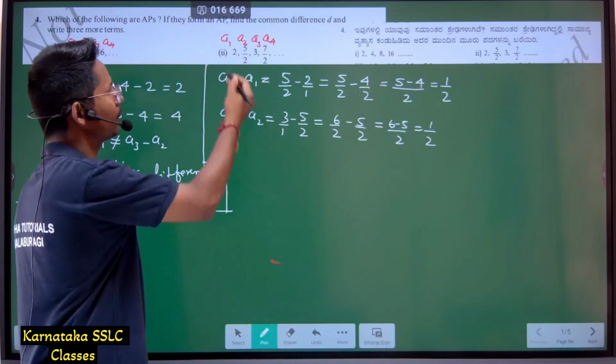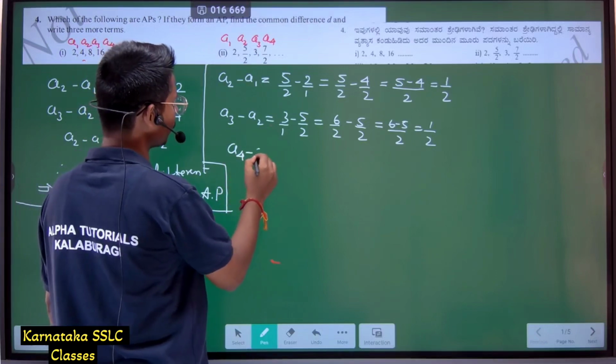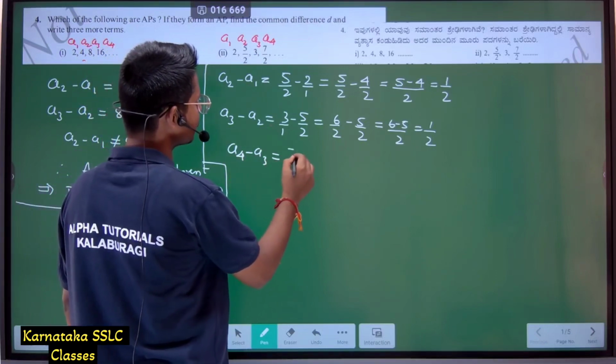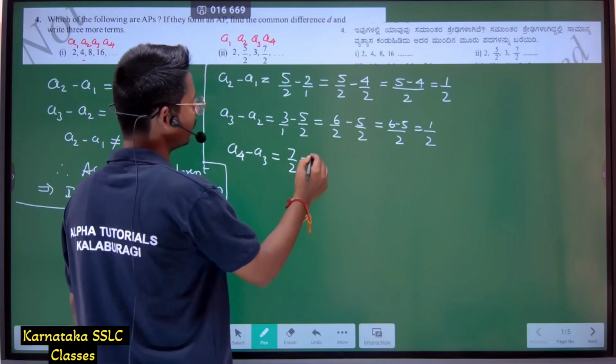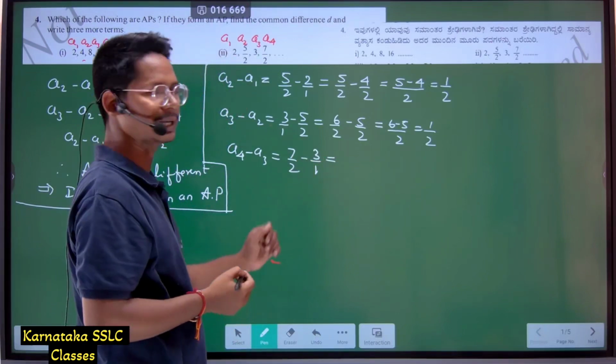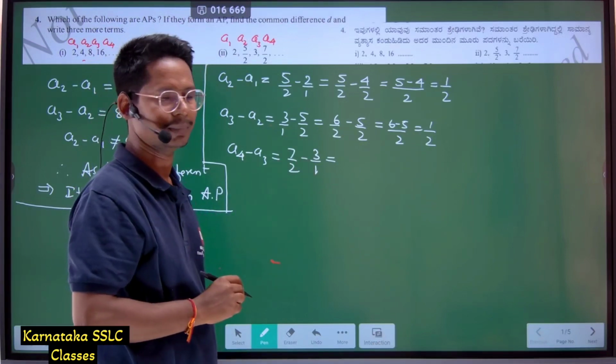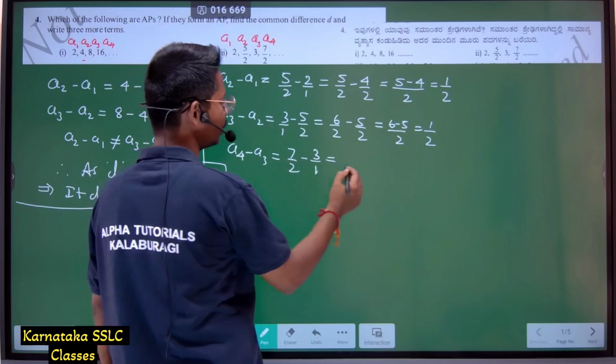So we'll continue for the next pair of terms also. What is the next difference? It is A4 minus A3. What is A4? 7 by 2, minus what is A3? 3 by 1. So this we will do by taking LCM. Anyway, you can solve the calculation part. So what is the LCM of 1 and 2? It is 2.